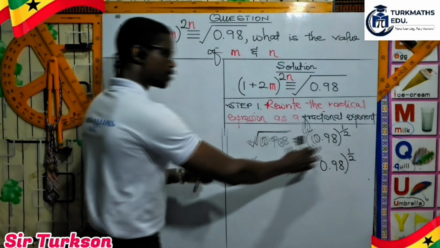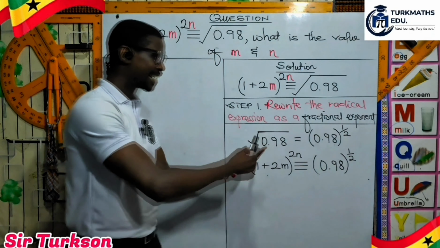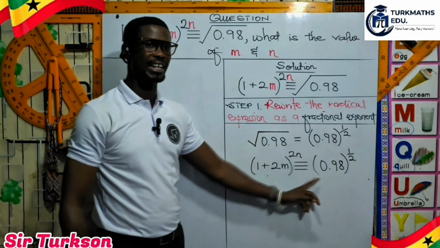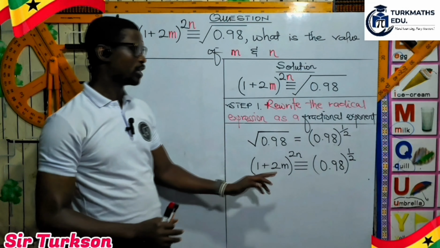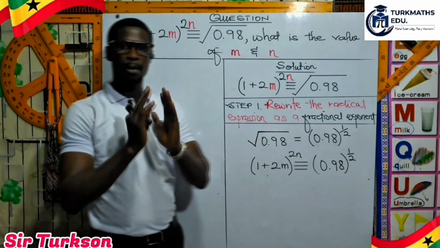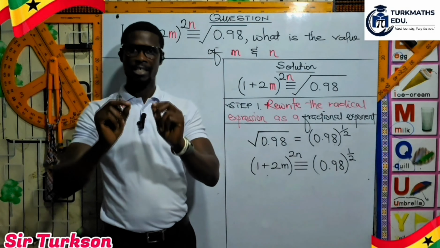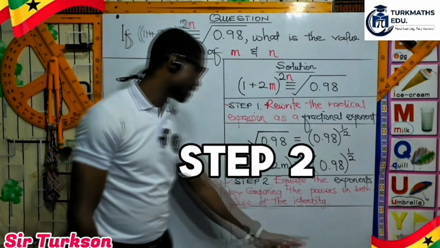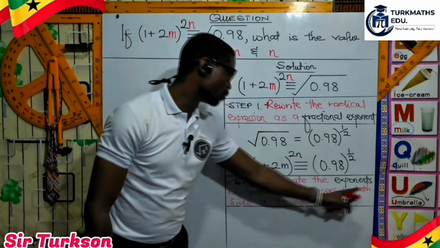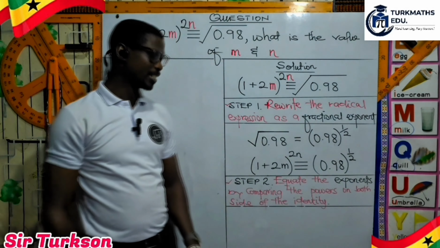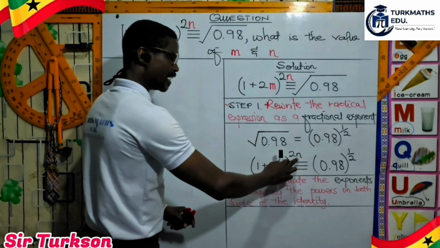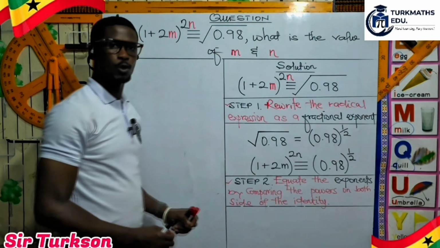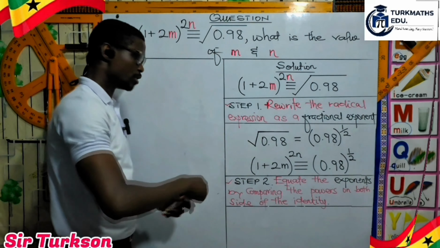So now we have substituted this expression back into its original equivalency. The next thing we are going to do here is to equate the exponent by comparing the powers, right? Let's do that. In step 2, equate the exponent by comparing the powers on both sides of the identity. So what are the exponents? 2n and 1 out of 2. So we are going to equate them. Let's do that.